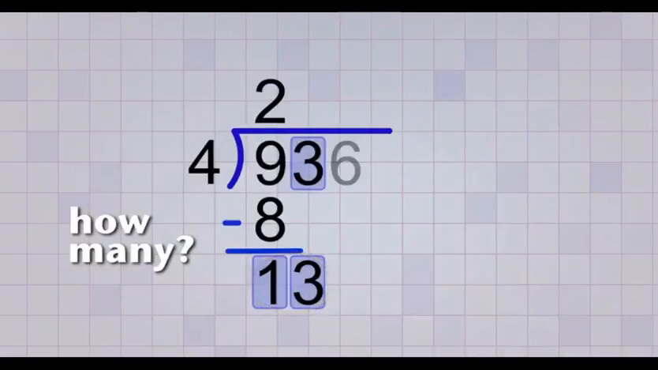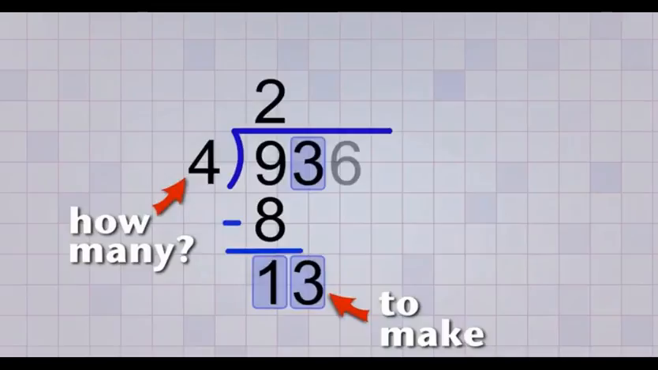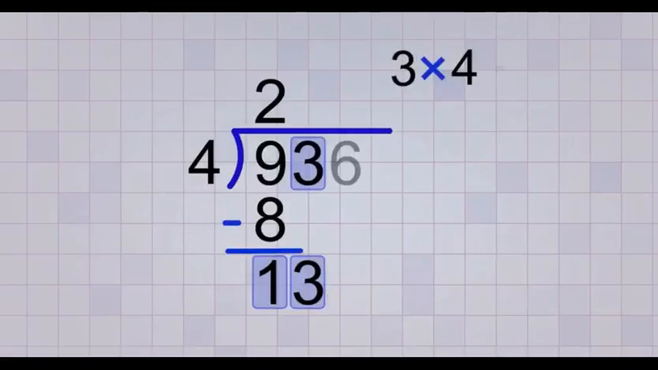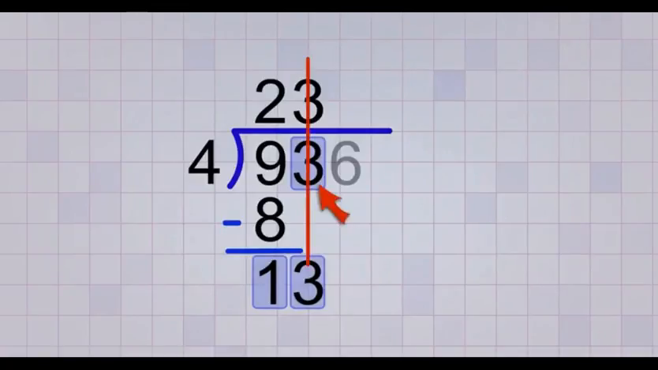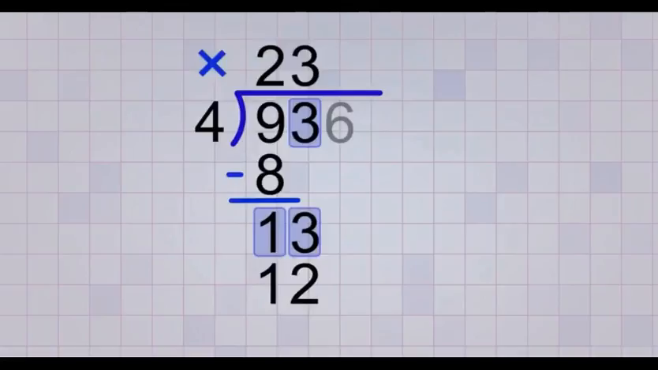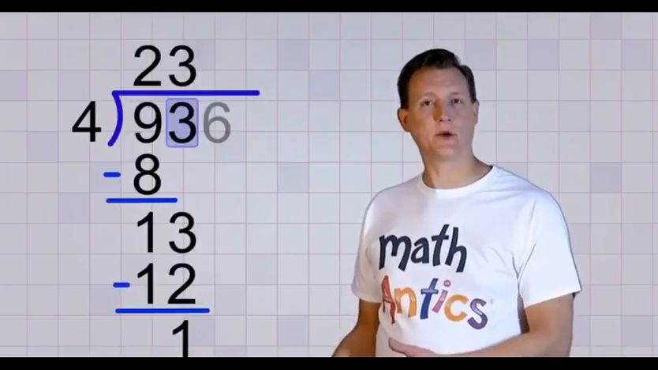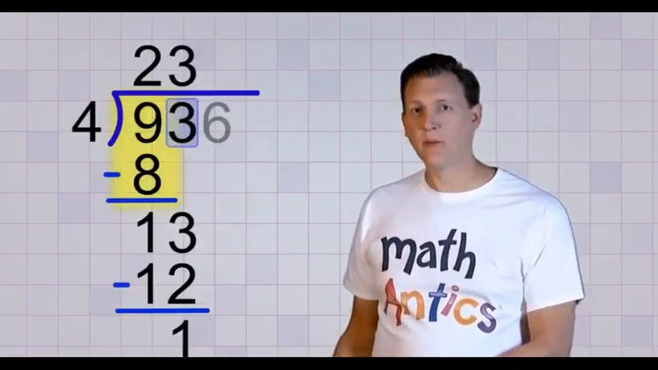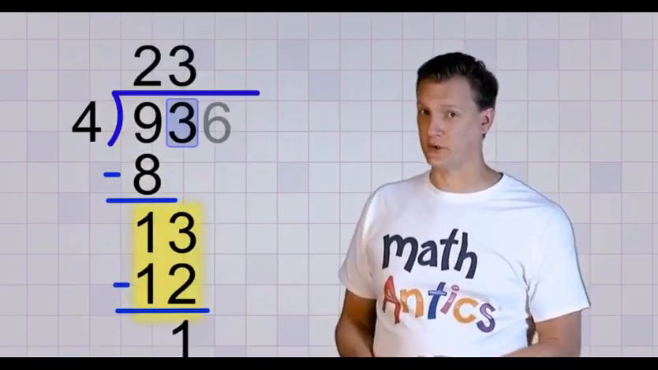So we ask, how many 4s will it take to make 13? Well, 3 4s would be 12, and that's really close without being too big. So let's put 3 in our answer line. Yep, it goes right over the 3 because that's the next digit we were dividing in this digit by digit process. And then 3 times 4 is 12, which we put right below the 13 so that we can subtract to get the next remainder, which will also be 1. See how we're just repeating the basic division procedure? But we're going further down the screen as we do.